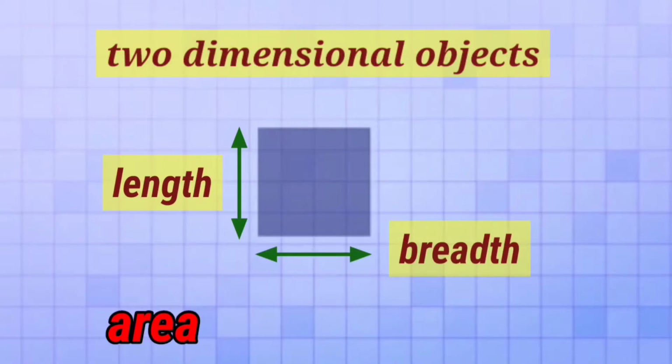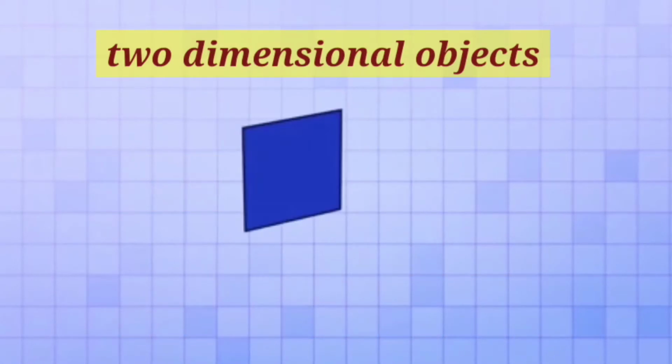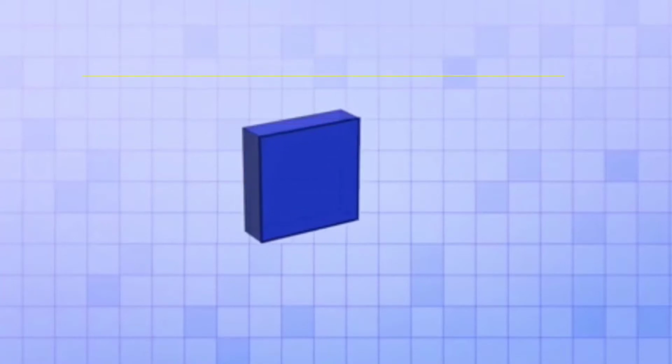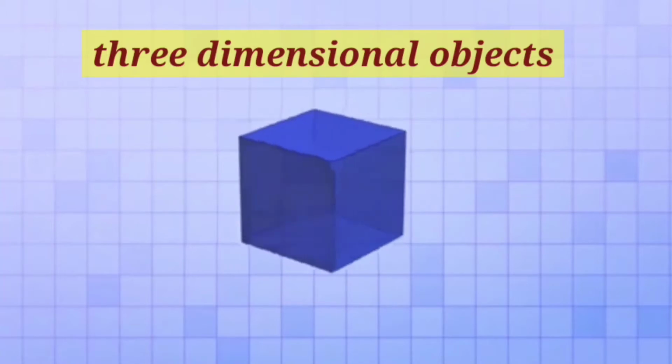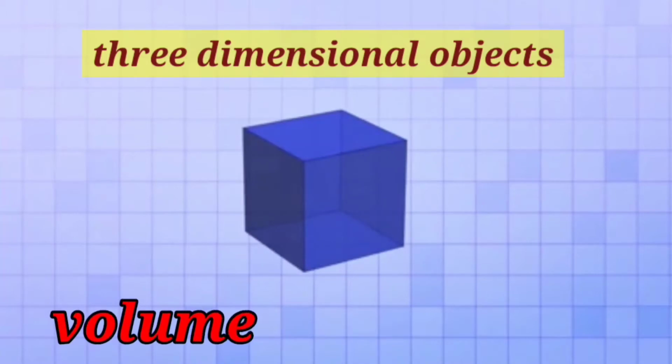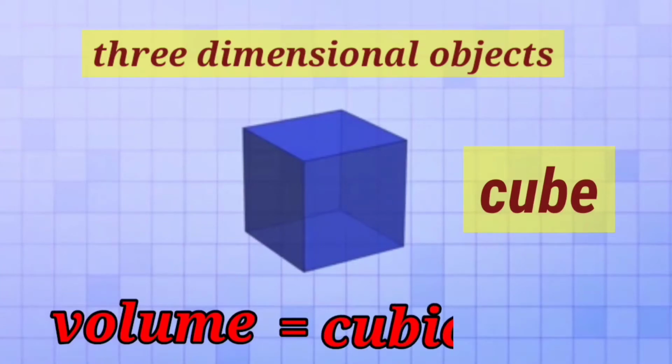This figure having equal sides is a square, and the area of all the two-dimensional objects is measured in square units. If we extend this two-dimensional square in a direction perpendicular to its surface, it forms a three-dimensional object. This object is measured in three-dimensional quantity called volume. This figure having equal sides is a cube, and the volume of all three-dimensional objects is measured in cubic units.